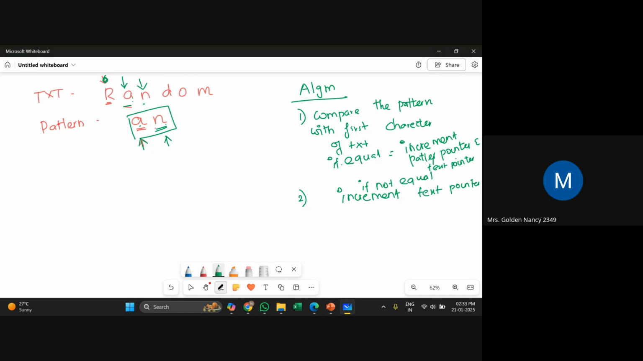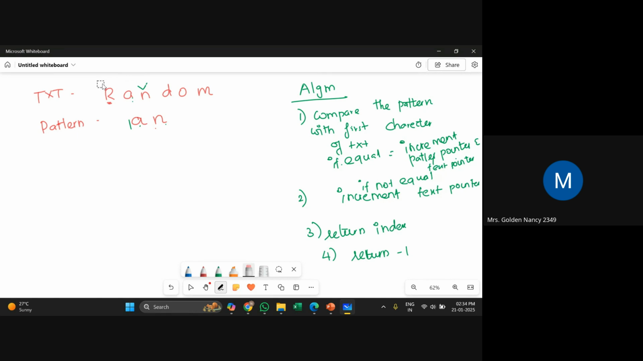Now if n and n are compared, and both are equal, then you have to return the index. Or else you just return -1. I hope you are understanding how the algorithm works. First you compare the first element of the text and the first element of the pattern.